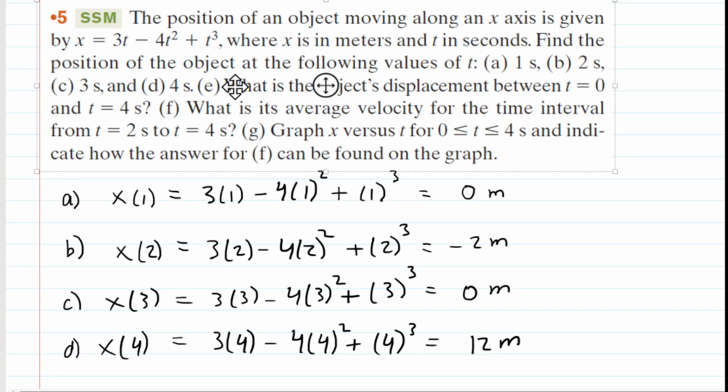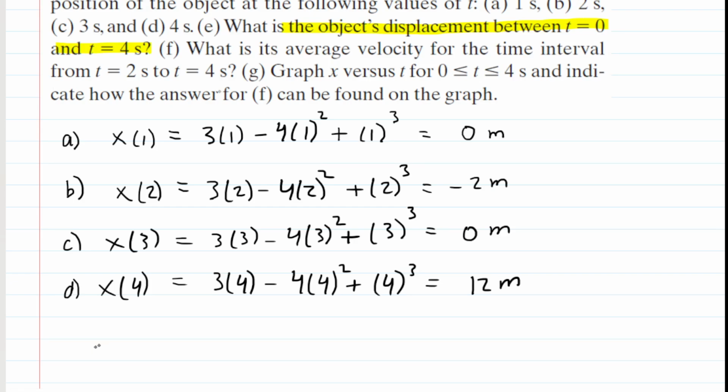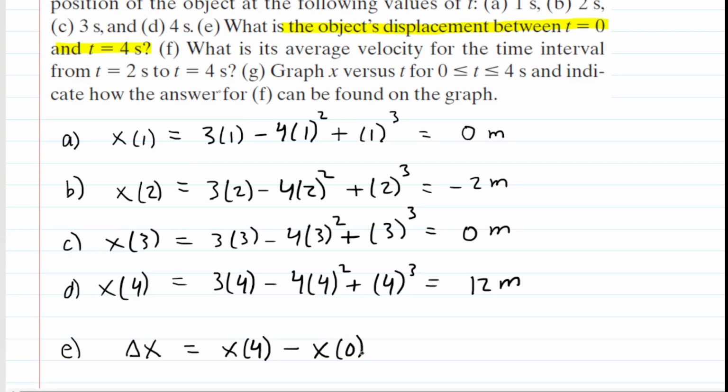In part E, we are asked to find the object's displacement between t equals 0 and t equals 4 seconds. So let's think about what the definition of displacement would be. Displacement is often represented by a change in x, which just means your change in position. So we would have to take the position at 4 seconds, which is represented as x of 4, and then subtract the position at 0 seconds. Now, fortunately, we have already computed those positions. We know that the position at 4 seconds is 12 meters, and the position at well, actually, we haven't calculated the position at 0 seconds, so we're going to actually need to do that first. My apologies for that, but I didn't realize we didn't do that.